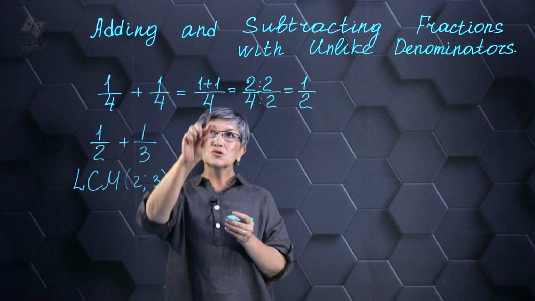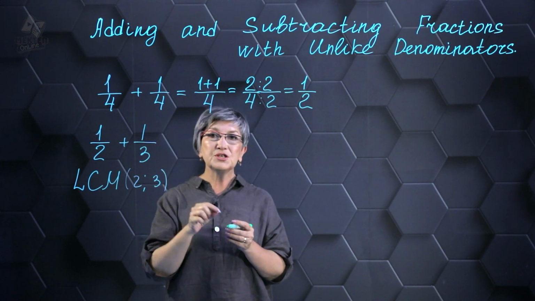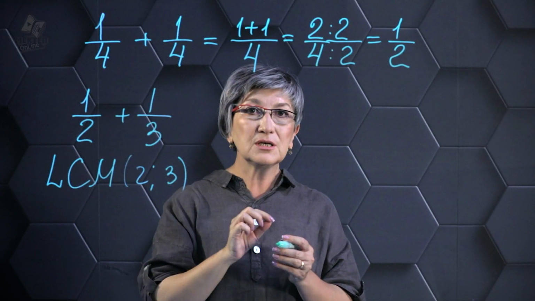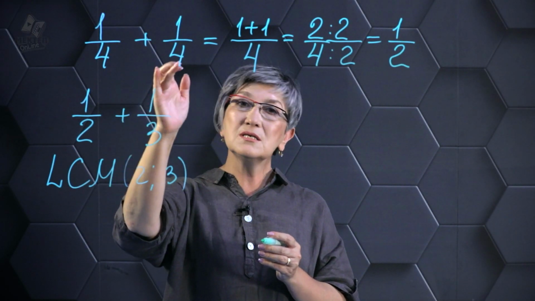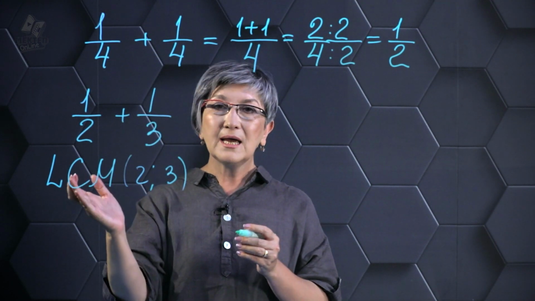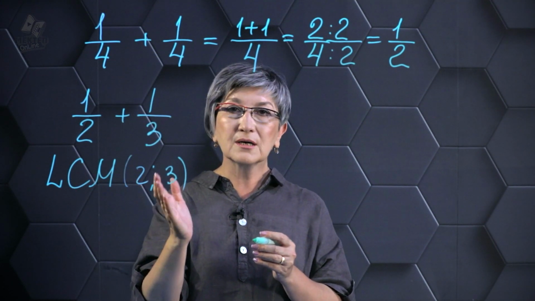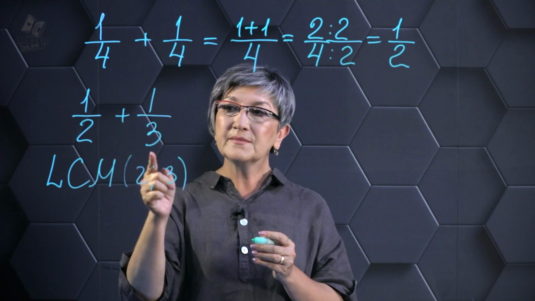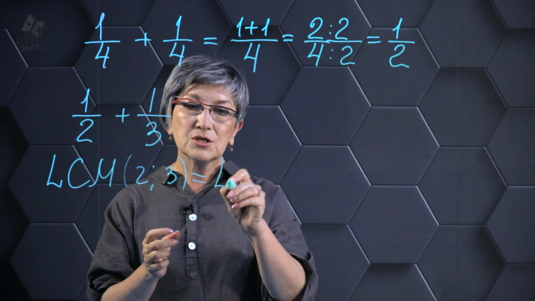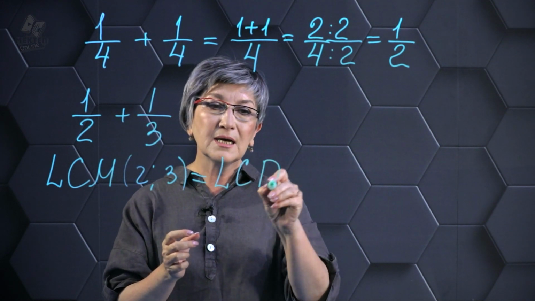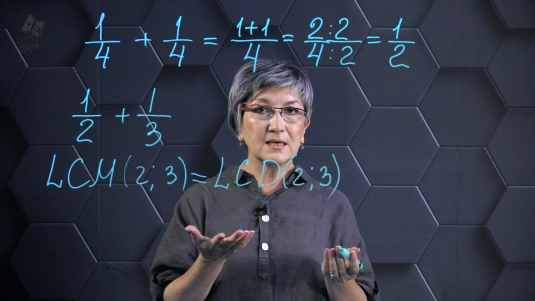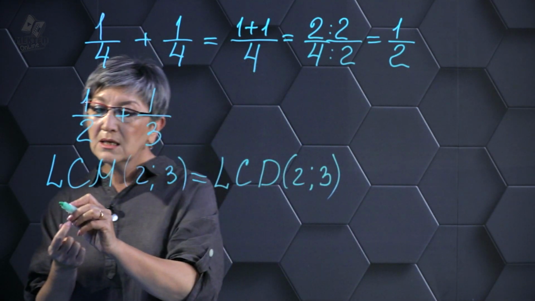Here I need to find a common denominator. This is the LCM, which stands for least common multiple of the numbers 2 and 3. In other words, it is commonly referred to as the lowest common denominator. Numbers 2 and 3. How can I determine the least common denominator for those two numbers?